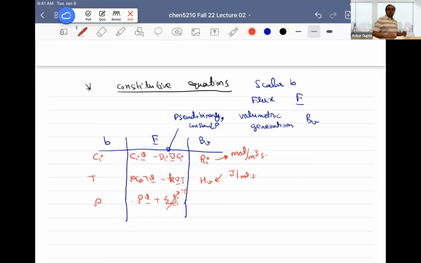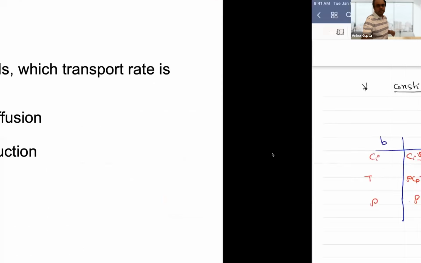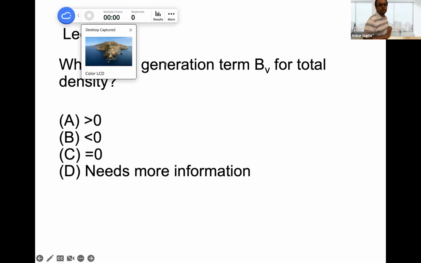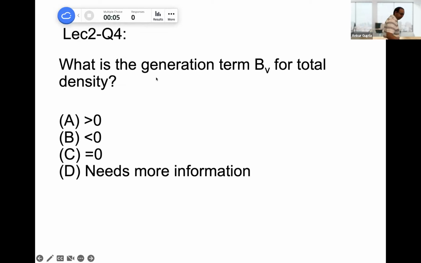All right, so now let's do another question at this point. Last question for the class. What is the generation term for total density? What do you think would be the right hand column here for total density? I will start the poll now. Hopefully in a few seconds, you should be able to see it on your screens. The options are greater than 0, less than 0, equal to 0, or needs more information. It's on now. Let's take maybe 45 seconds to log your answer.